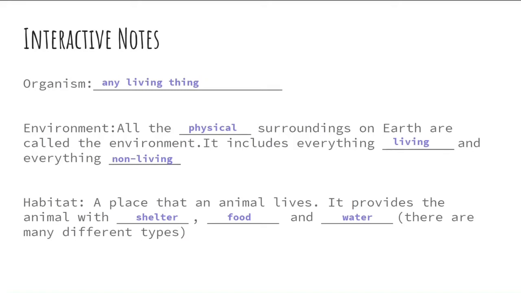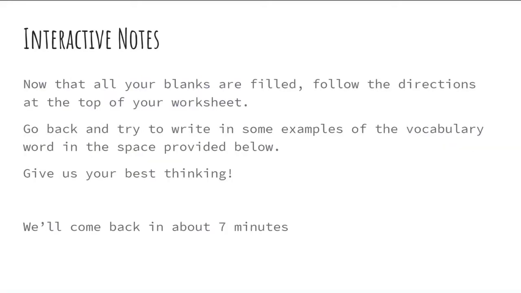That is it for filling in the blanks. Now, as we move on, please go back and follow the directions at the top of your worksheet. You can try to write in some examples of the vocabulary word in the space provided beneath your definition. Give us your best thinking. We'll come back in about 7 minutes.